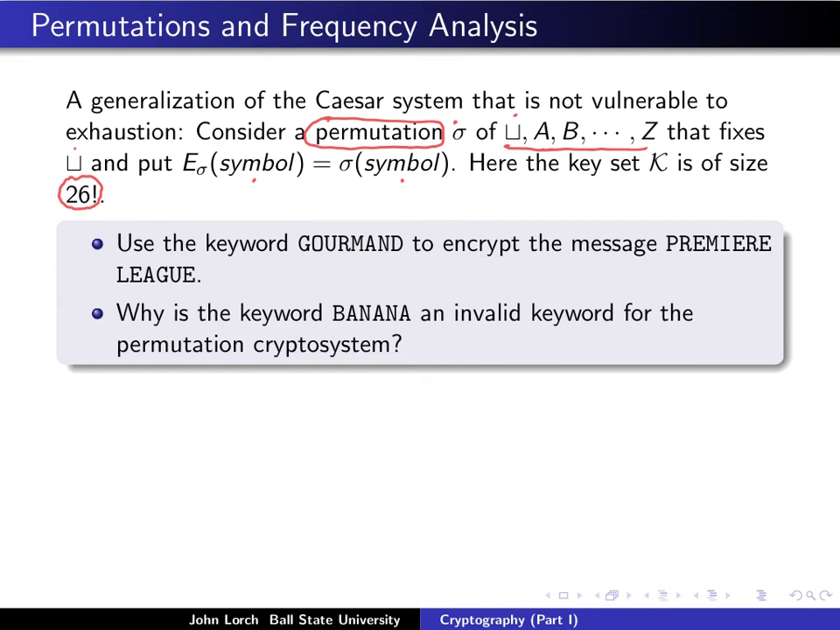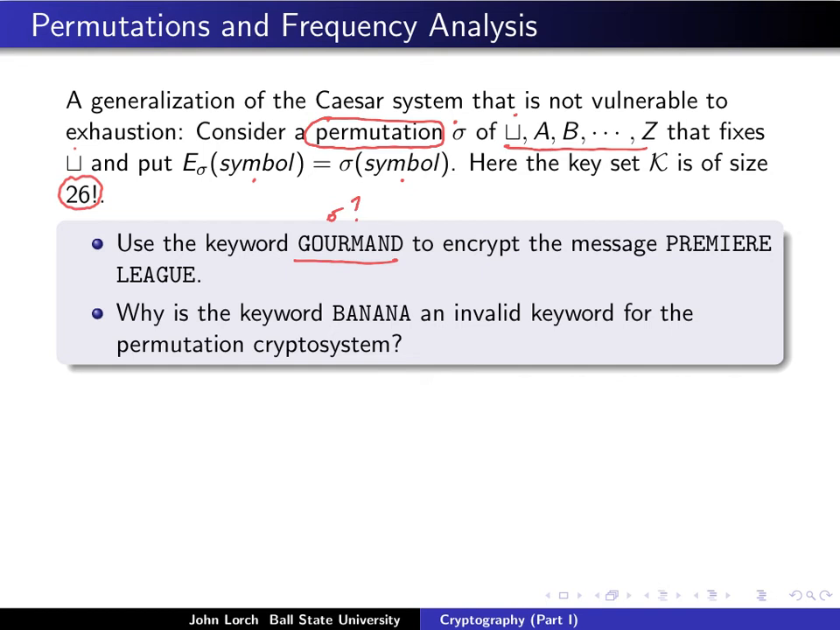All right, so we're going to do an example of this new type of cryptosystem using the keyword gourmand. And we're going to use this keyword to help us encrypt the message Premier League. All right, so first of all, we need to figure out, well, what permutation sigma is determined by the keyword gourmand.